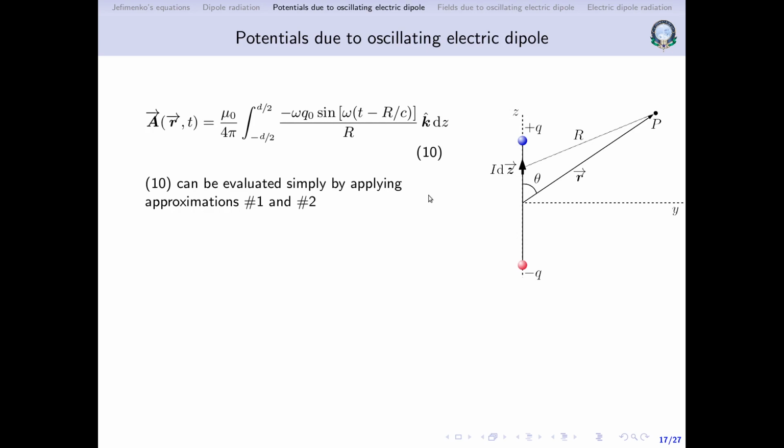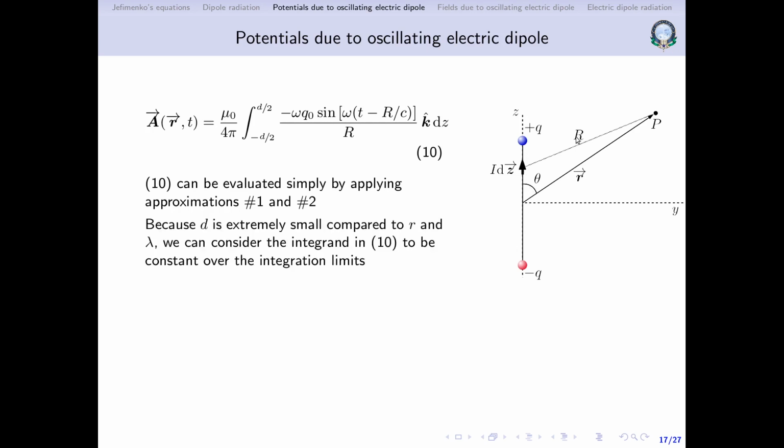Because this dipole is extremely small, as you integrate over this entire length over which we are integrating, this capital R will be approximately equal to this length small r, almost at all points. What is the difference between them? If you drop a perpendicular here, that will be the difference. Because this d is extremely small, that distance will be extremely negligible. So capital R is approximately equal to small r.